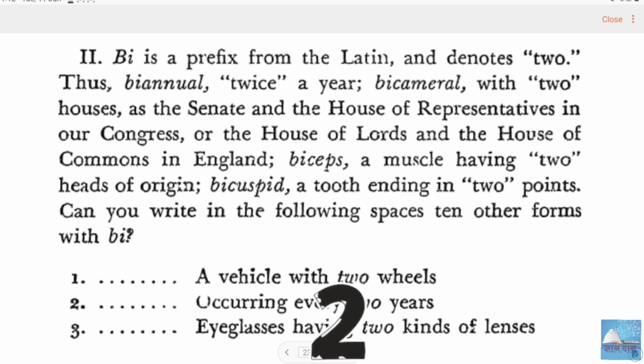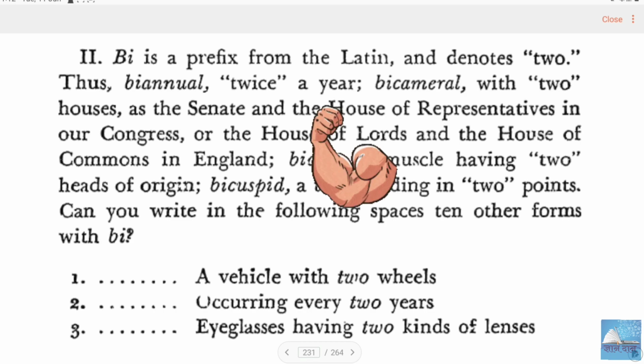Section 2. Bi is a prefix from Latin and denotes two. Thus, biannual, twice a year; bicameral, with two houses, as the Senate and the House of Representatives in our Congress, or the House of Lords and House of Commons in England. Biceps, a muscle having two heads of origin. Bicuspid, a tooth ending in 2 points.